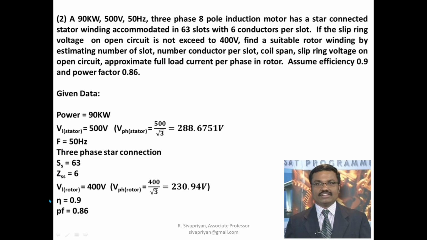Then slip ring voltage on open circuit, so line to line voltage on the rotor side. Line voltage is 400 volt. Star connected normally, so V phase equals VL by root 3. So you get 230.94. This is the phase voltage. Then find a suitable rotor winding by estimating number of slots. They are asking us to find the total number of rotor slots, number of conductors per slot, coil span, slip ring voltage on open circuit. Then they are asking us to find the full load rotor current. Assume efficiency eta is 0.9, power factor 0.86.